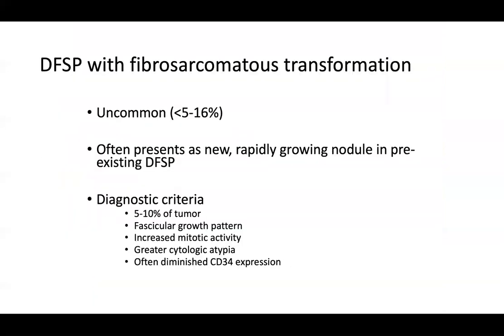Moving on back to the factoids. So these are uncommon, 5 to 16% fibrosarcomatous change in a DFSP. It often presents as a newly rapidly growing nodule in a pre-existing DFSP. The diagnostic criteria include making sure that it's about 5 to 10% of the tumor with a fascicular growth pattern, increased mitotic activity, greater cytologic atypia, and often diminished CD34 expression, as I mentioned.